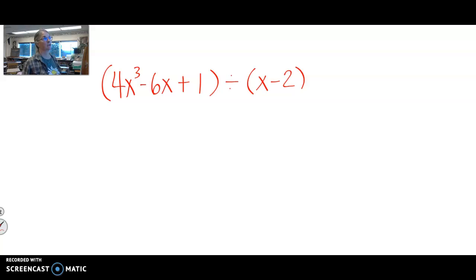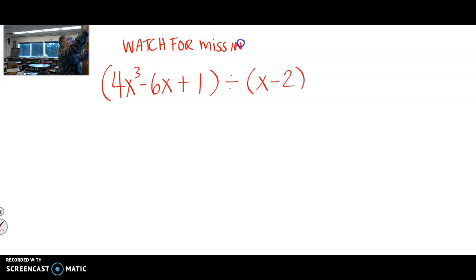All right, so one more example here. I want you guys to do this on your own and then come back and check your answer. But first, let me clue you in. Watch for missing terms and put zeros in for those coefficients if anything is missing.